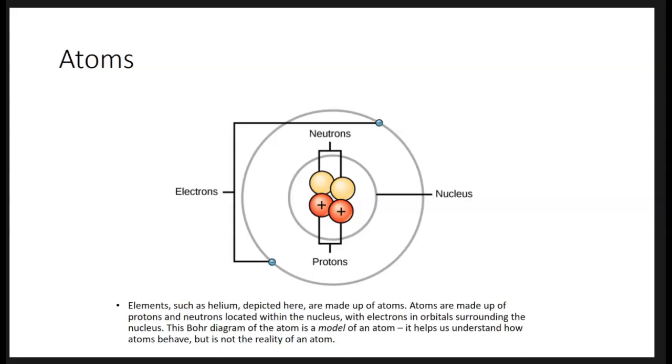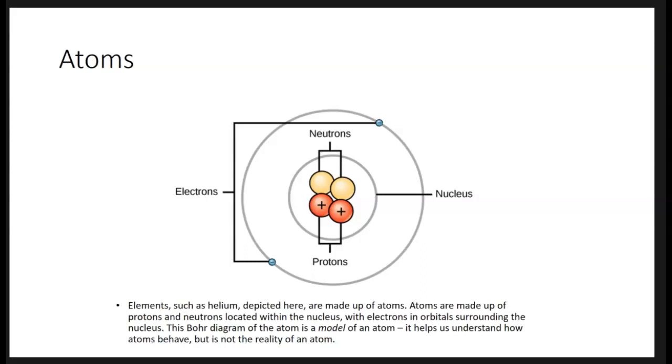The atom also has electrons, which are smaller subatomic particles with a negative charge. If the number of electrons in an atom equals the number of protons, then the negative and positive charges combine to make that atom neutrally charged. However, electrons orbit the nucleus. They're more loosely associated with the atom than the nucleus itself.